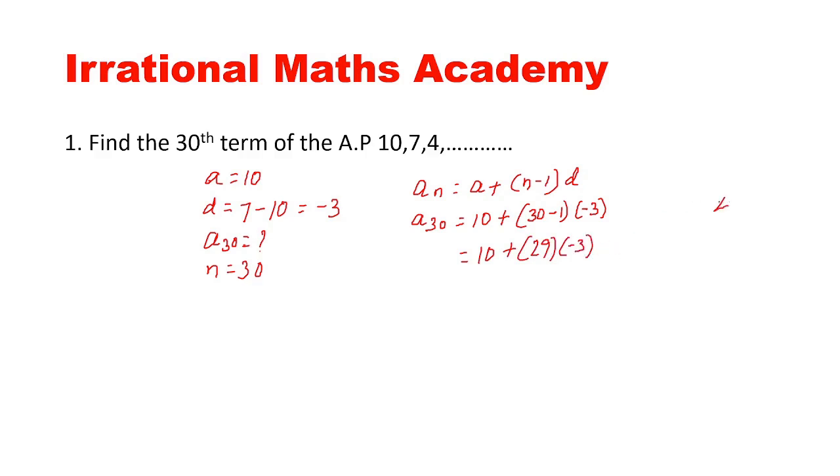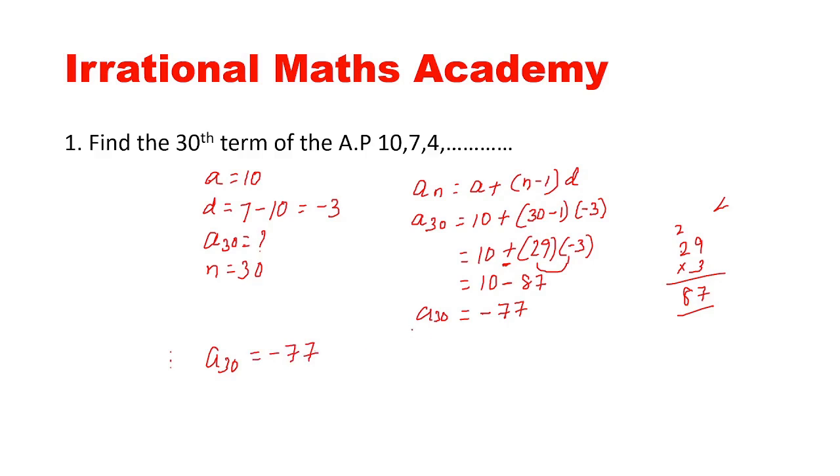So 29 into 3, what will I get? 9 3s are 27, 2 3s are 6, 7, 8, 87. Now look here: 10 plus 29 into minus 3, that is minus 87. So 10 minus 87 is minus 77. This is the answer. Therefore A30 value equals minus 77.